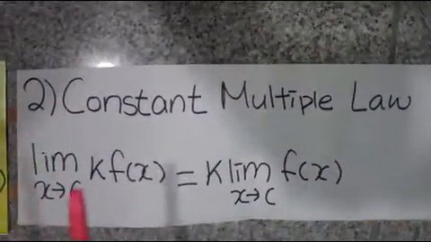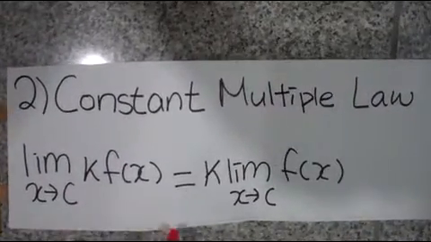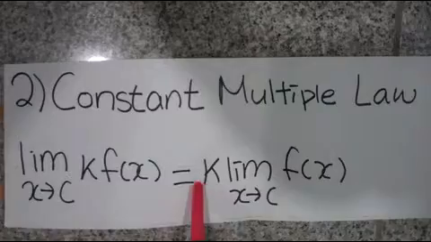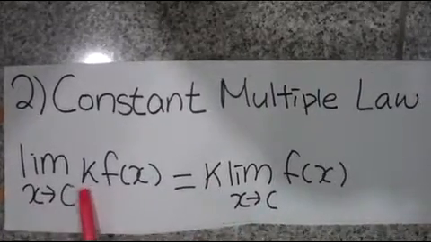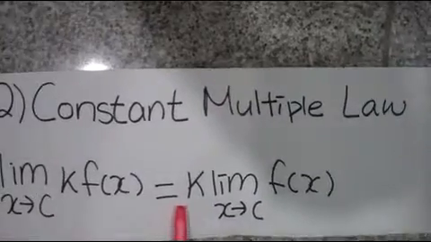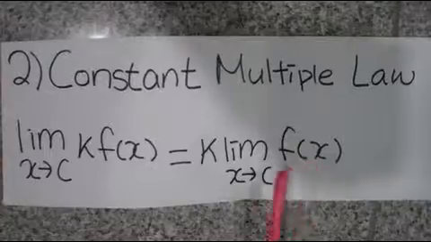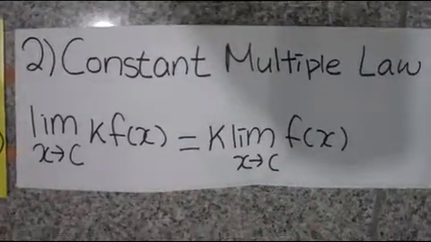Next, the constant multiple law. For any number k, the constant which is multiplied in the limit can be moved out of the limit. So this is when the limit of k multiplied by f(x) as x approaches c equals k times the limit of f(x) as x approaches c.